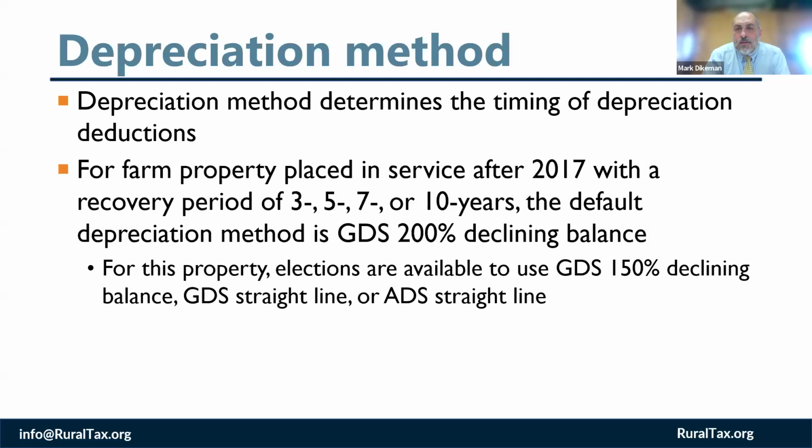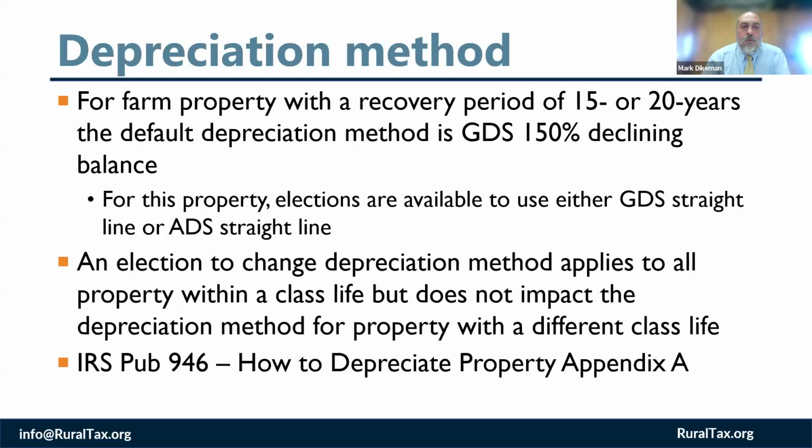We do have elections available. If I want to slow depreciation, I can use 150% declining balance. I can elect to use GDS straight line or ADS straight line. Again, each step along these elections would slow down depreciation in the year that it's placed in service just a little bit more. For farm property that has a recovery period of 15 or 20 years, so longer life ag items, the default depreciation method in that case is 150% declining balance. So we can't take that 200, but I can still elect to use either GDS straight line or ADS straight line, depending on the situation.